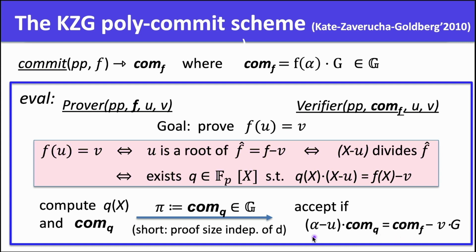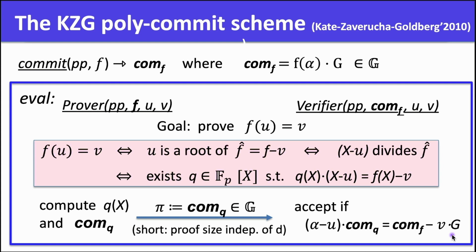So again, what's amazing here is that the verifier is doing only a constant amount of work to verify this condition. No matter what the degree of the polynomial is, it could be in the billions, verifying that the polynomial evaluates to v at the point u only takes constant work for the verifier.